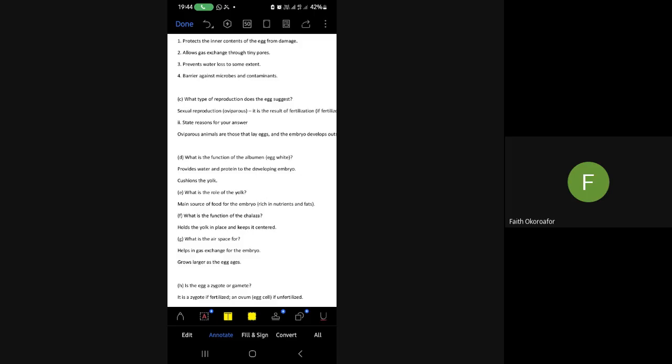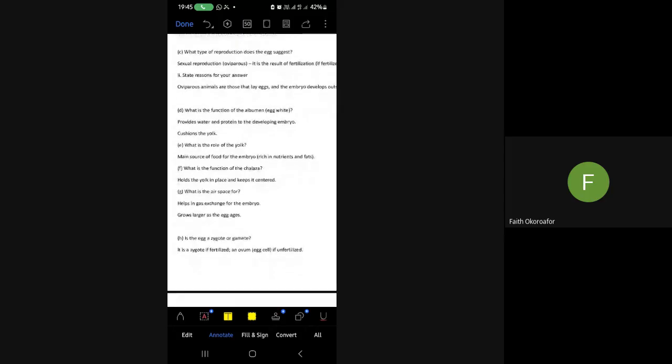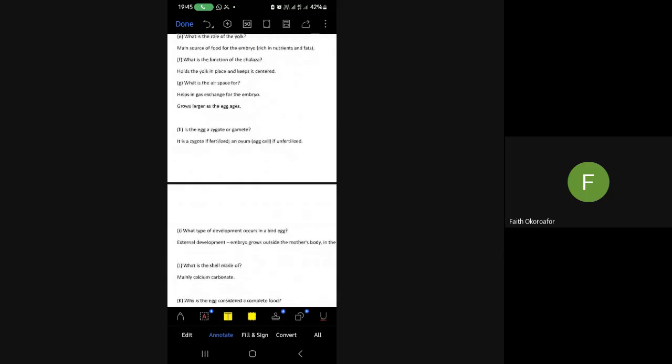yolk. The function of the chalaza, that is what suspends the yolk in position. The chalaza holds the yolk in position. It puts it in place. Okay. And the air space, what is the function of the air space? It helps in gaseous exchange for the embryo. So it supplies gas for the developing embryo.